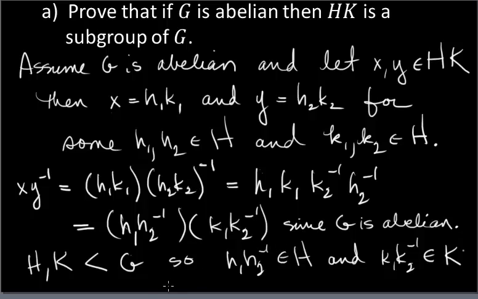So we have shown that xy inverse is equal to a product of elements of H times elements of K. I've run out of space here, but I'll just say, therefore, xy inverse does live in capital H, capital K, and we conclude that HK is indeed a subgroup of G if G is abelian.